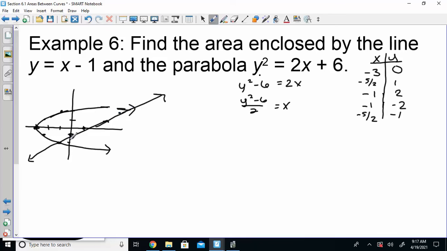We need to find out the points where these meet. Depending on how good your graph is, you might already know. But if I solve for x in both of these equations, then I have y plus 1 equals x, and we already did this one. Could you set those two equal to one another and solve? Yeah, let's do that. So I have y plus 1 equals y squared minus 6 over 2. So multiply over my 2.